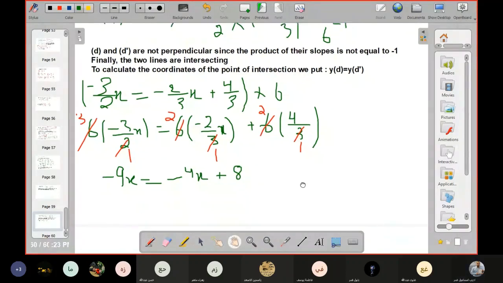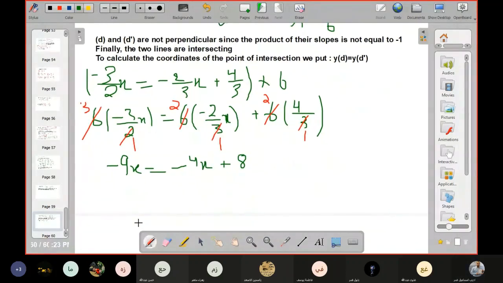Clear? Yes. I multiplied by 6 to get rid of the denominators. 6 is the least common multiple of 2 and 3. No denominator left. Now minus 9x plus 4x equals 8. So minus 5x equals 8. Now we divide both sides by minus 5.